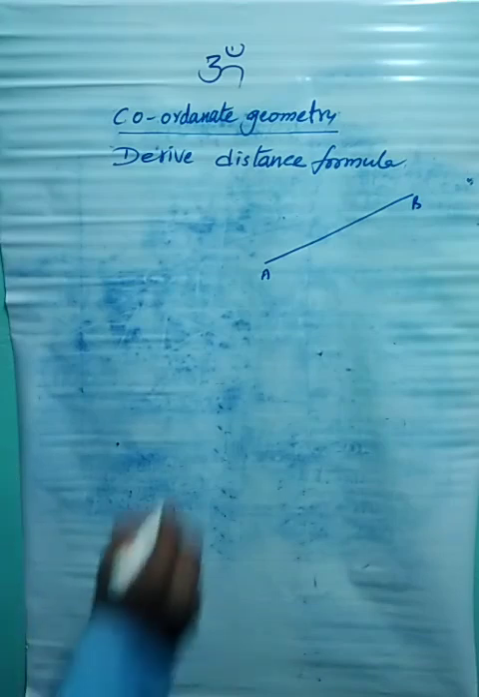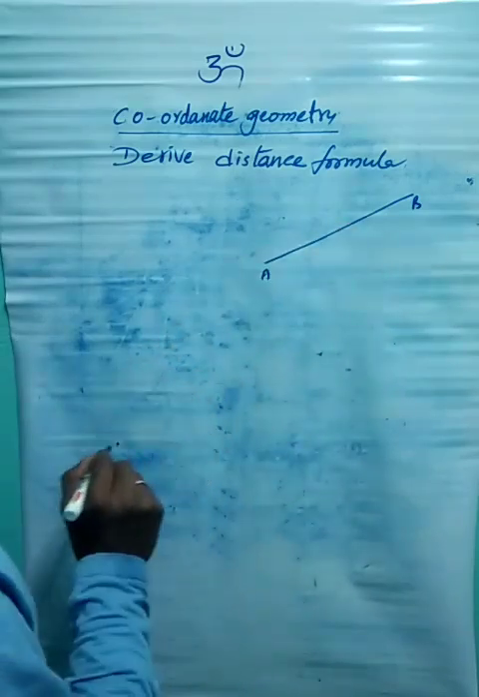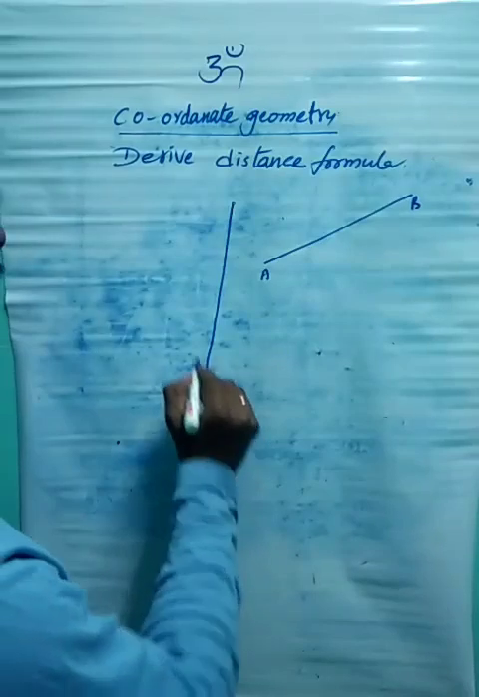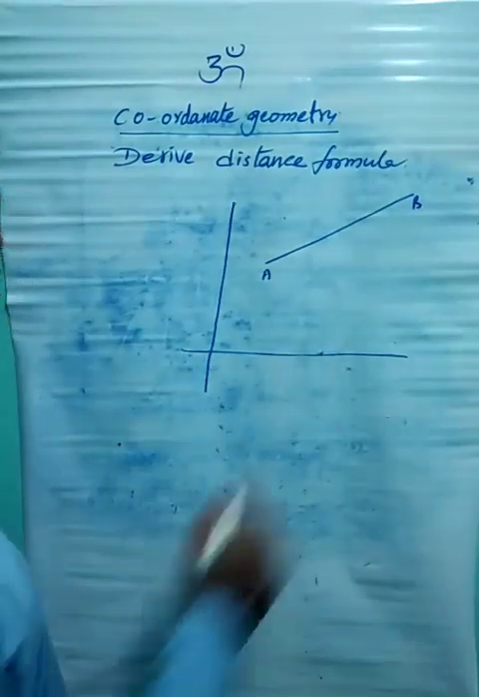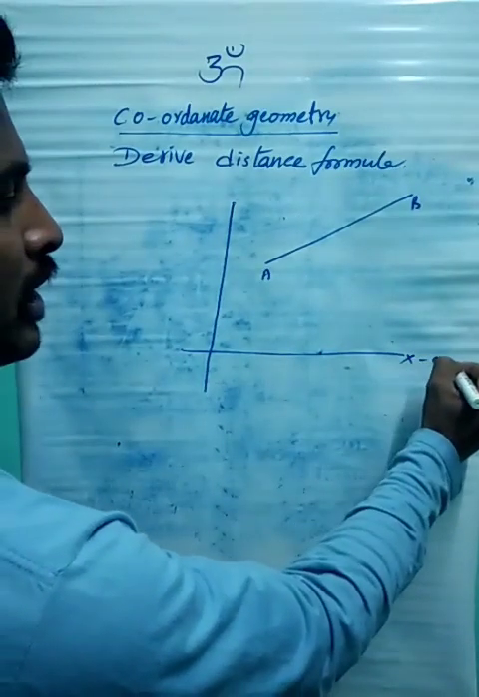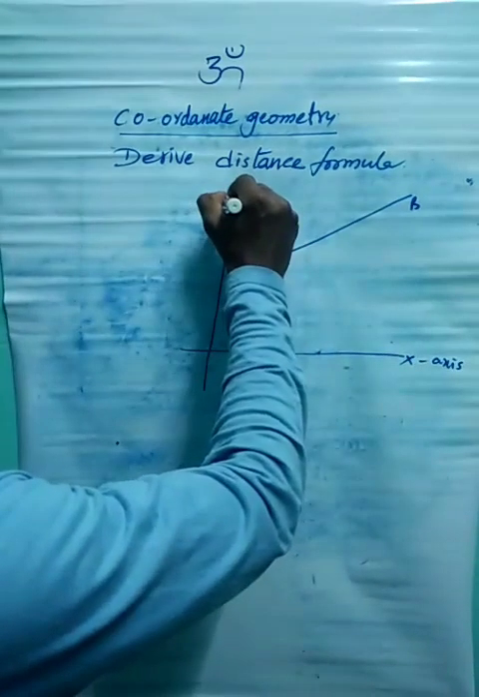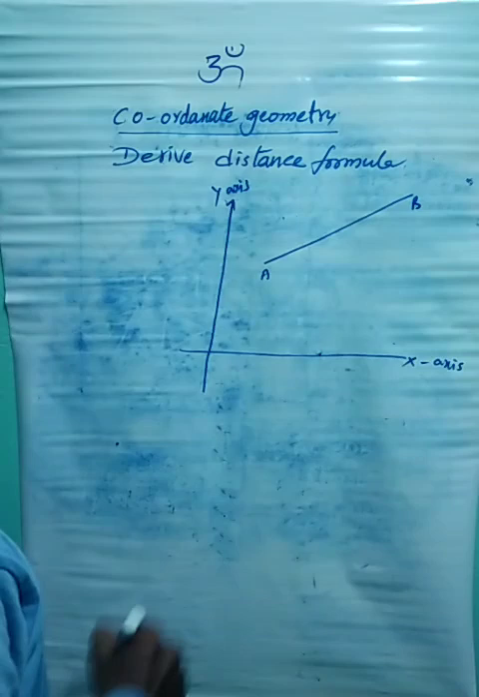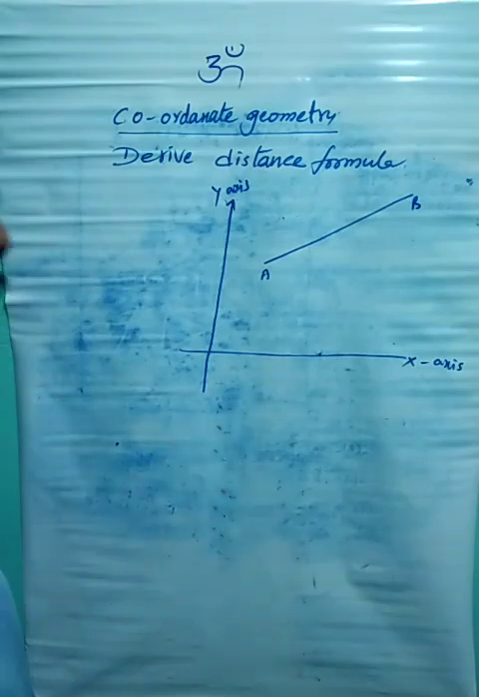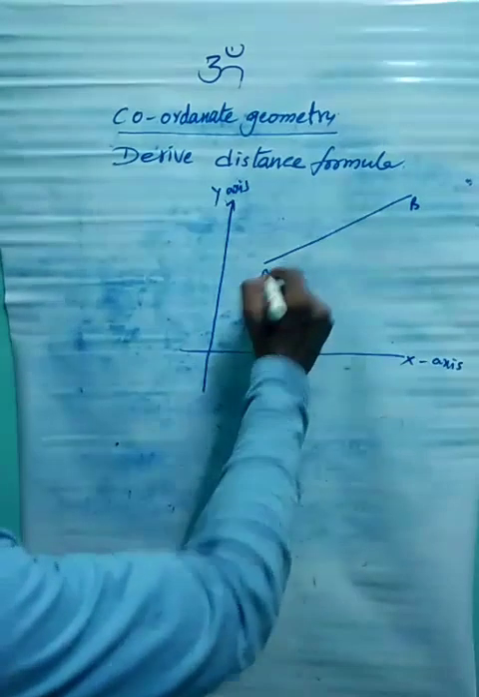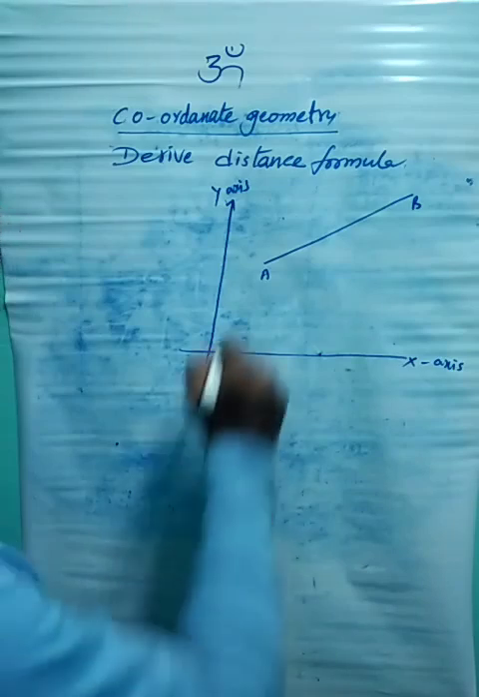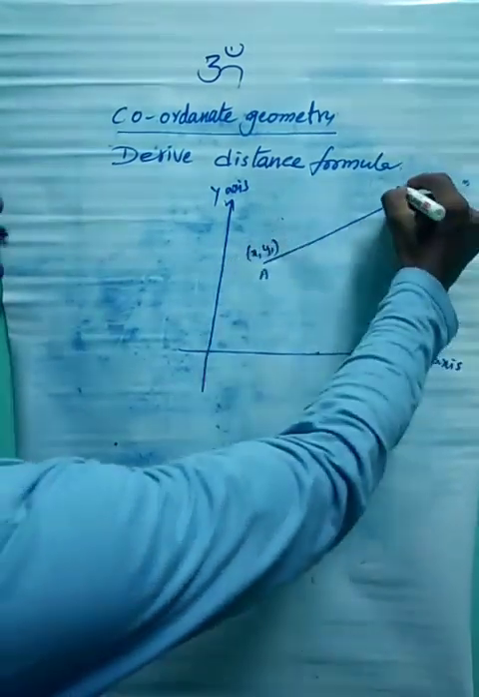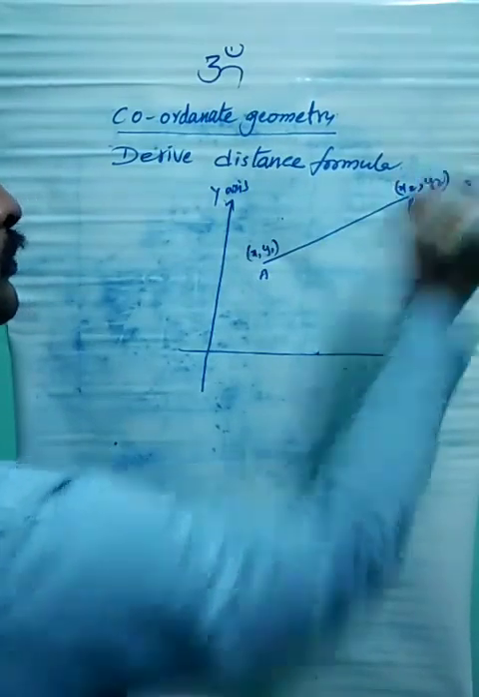Suppose I'm plotting these town A and town B in the coordinate plane. It is the x-axis, also called the abscissa, and this is the y-axis. We want to know the distance between A and B. First of all, we know the coordinates of A and B. I'm taking the coordinates of A as x1 comma y1, and of B as x2 comma y2.